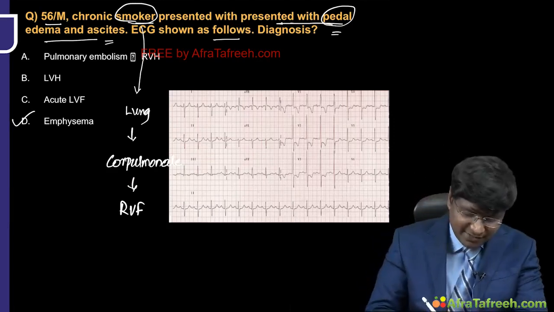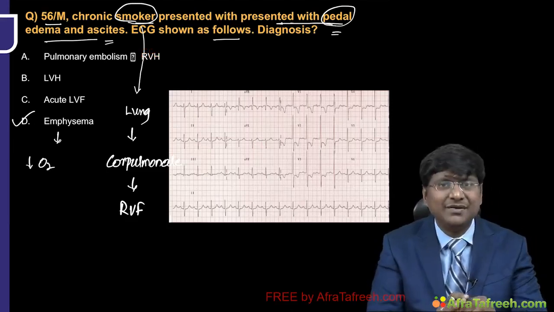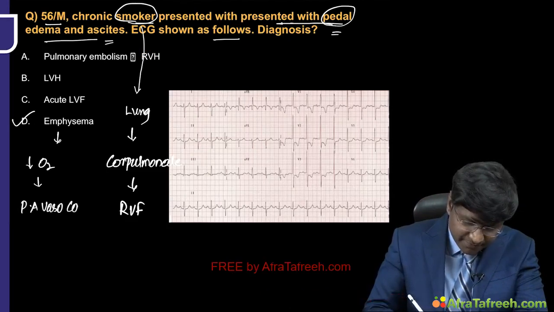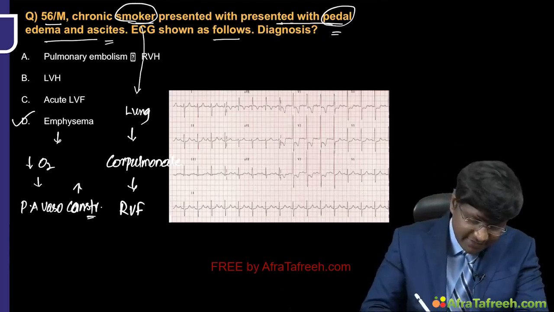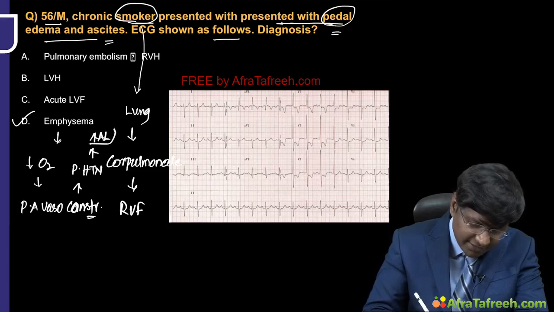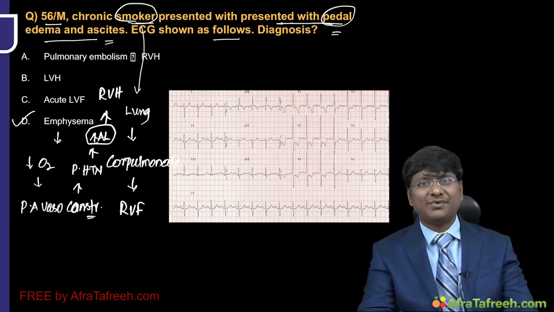And in emphysema, what they will have is development of hypoxia. Whenever there is hypoxia, pulmonary artery vasoconstriction will develop. Once there is pulmonary artery vasoconstriction, there will be pulmonary hypertension. Once there is pulmonary hypertension, there will be increased afterload on the right ventricle, and that increased afterload on the right ventricle is what is responsible for right ventricular hypertrophy.